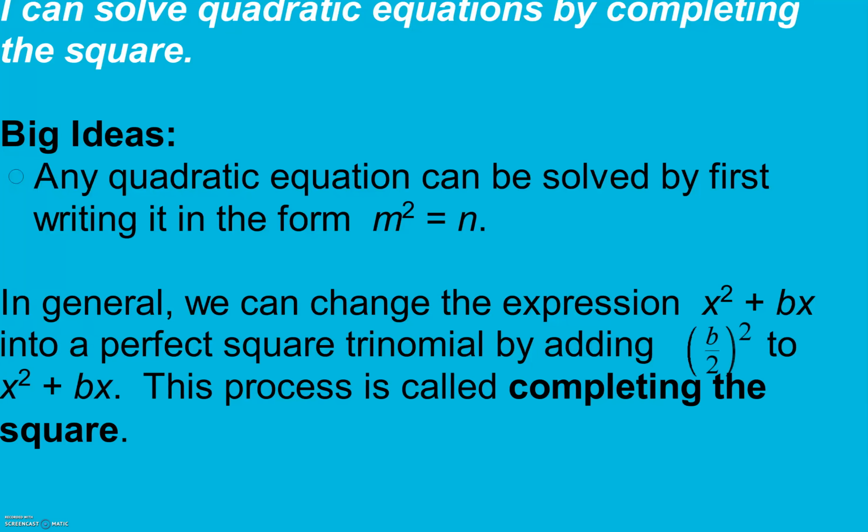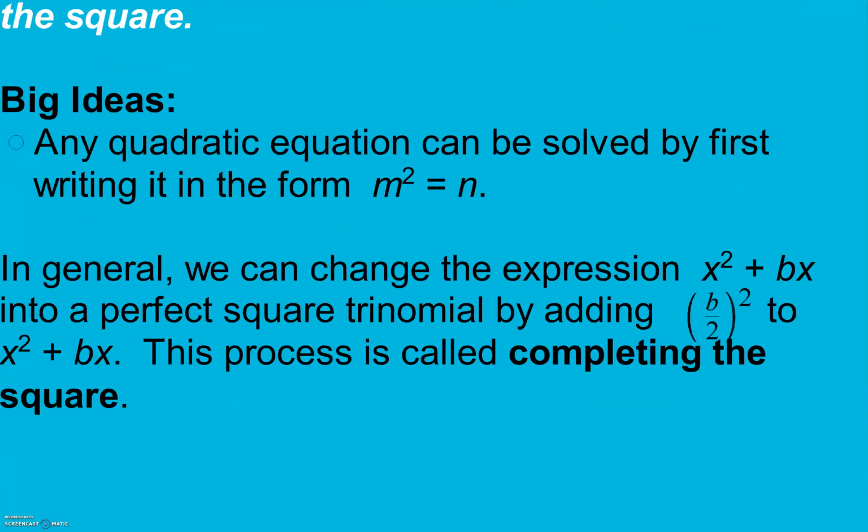In general, we can change the expression x squared plus bx into a perfect square trinomial by adding b divided by 2, squared, to x squared plus bx. This process is called completing the square. It's finding the value that, if added as our constant, would make that a perfect square trinomial. So we take our middle number b, the number in front of our linear term, half it, and square it to complete the square.